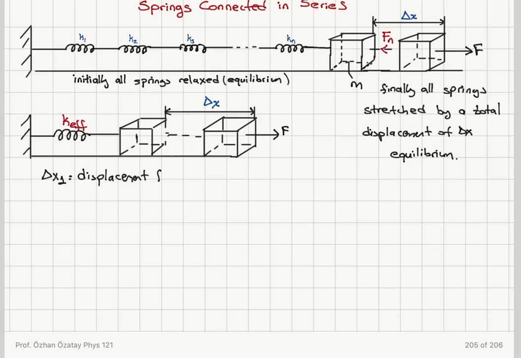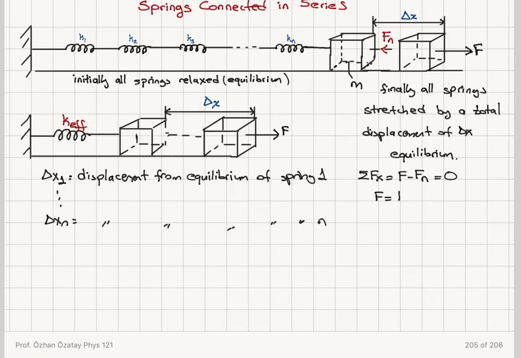All right. So I call delta x1 displacement from equilibrium of spring 1, and similarly delta xn is displacement from equilibrium of spring n. All right. So I see only two forces acting on my block. The net force on the x-axis is for the block F minus Fn. So that's going to be equal to 0. So the force F that I'm applying is equal to Kn times delta Xn, where delta Xn is the amount with which I have stretched the spring, end spring.